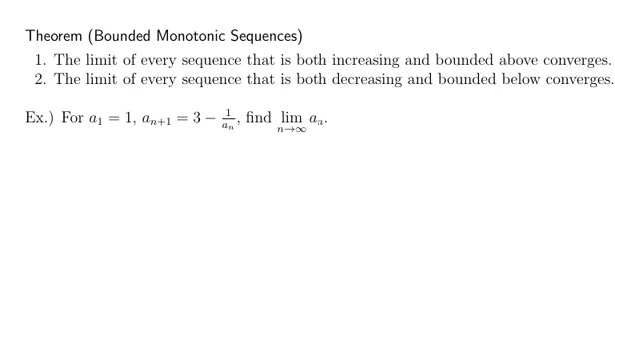All right, let's take a look at the theorem about bounded monotonic sequences. It says this. First, the limit of every sequence that is both increasing and bounded above converges. And number two, the limit of every sequence that is both decreasing and bounded below converges.